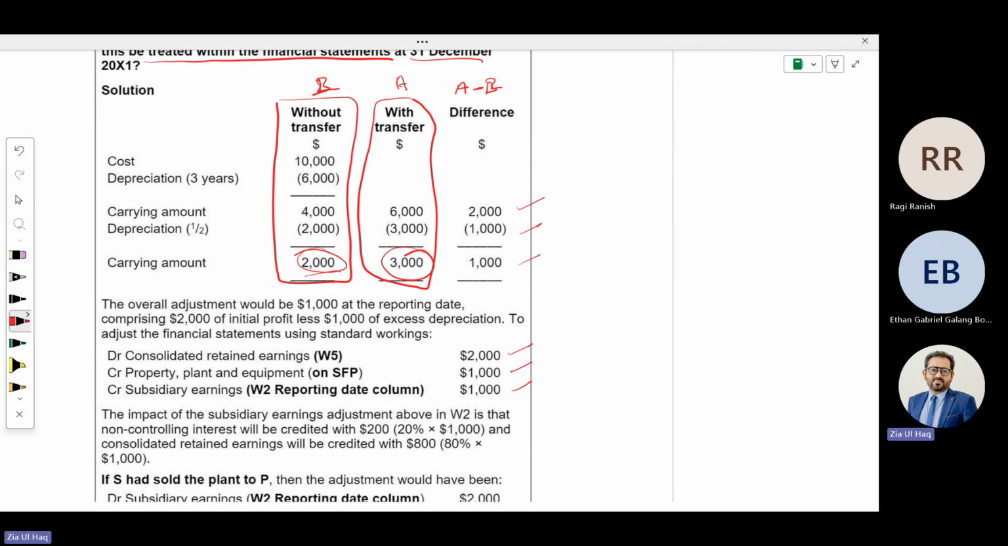Can you understand this? What's the accounting entry? In case of parent company sold asset to subsidiary on profit. So consolidated retained earning debit with underlying profit figure. Asset credit and subsidiary retained earning credit because extra depreciation charge in subsidiary book.